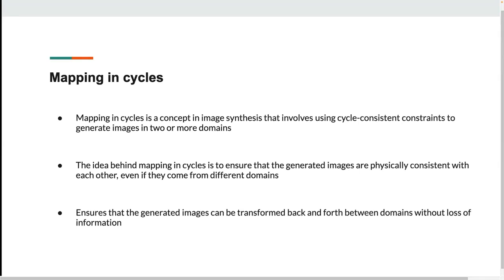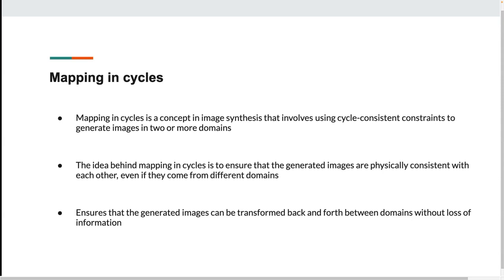Next, I'm going to talk about mapping in cycles. These are some of the terminology that they use in this paper. Mapping in cycles is a concept in image synthesis that involves using cycle consistent constraints to generate images in two or more domains. The idea behind mapping in cycles is to ensure that the generated images are physically consistent with each other, even if they come from different domains.